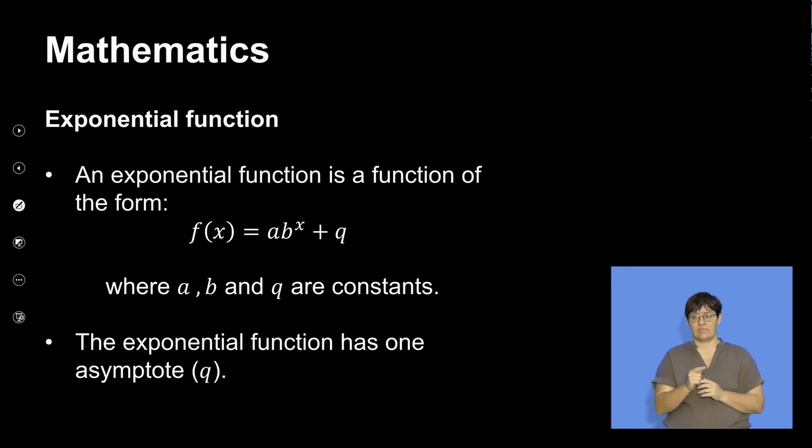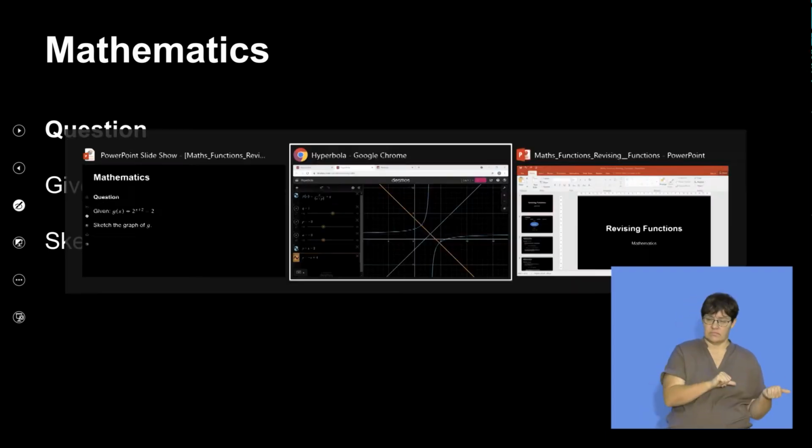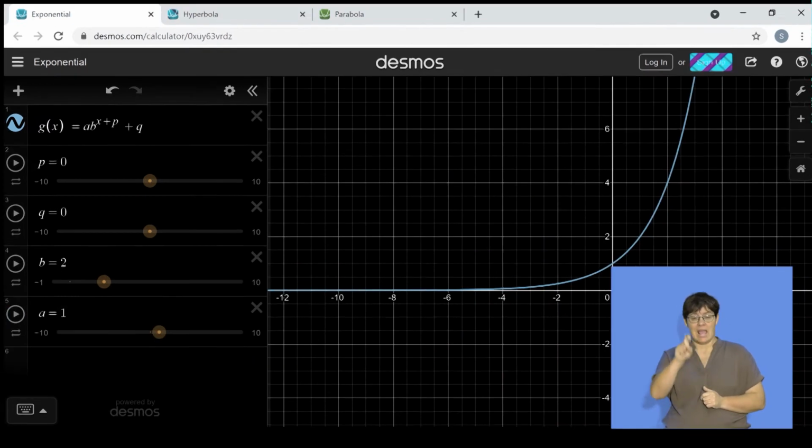With the exponential function, remember this is a function in the form of ab to the x plus q, where a, b, and q are constants, and the exponential function normally has only one asymptote at most, right? So it only has one asymptote. Now to sketch this graph, I'm going to go back again to my simulation, just so that you can see what an exponential graph looks like.